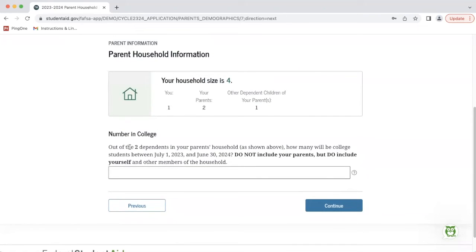Then it will ask about the number in college. So they want to know out of the 2 dependents. So in this situation, it would be myself as the student and my sibling. How many will be college students during July 1st, 2023 and June 30th, 2024? You'll always want to put at least 1 because you'll count yourself. If my sibling was also attending college during this time frame, I would put a 2 there.